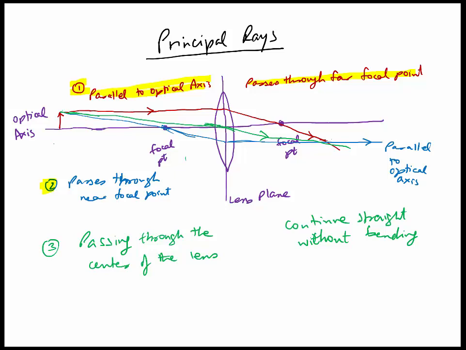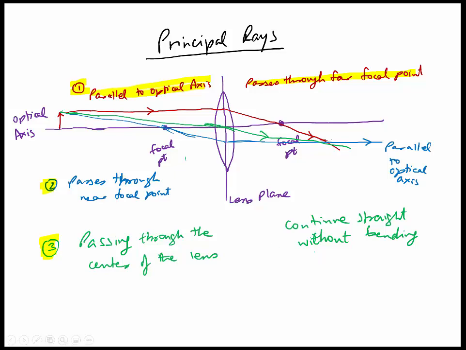That's the focal point on the same side of the lens as the object is. So this blue one will bend and become parallel to the optical axis. And the third principal ray is the one that goes through the very center of the lens, where the lens plane and optical axis intersect, and that one continues straight without bending.